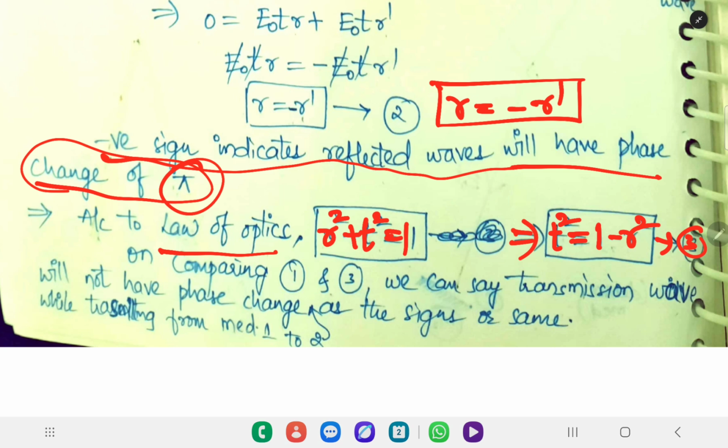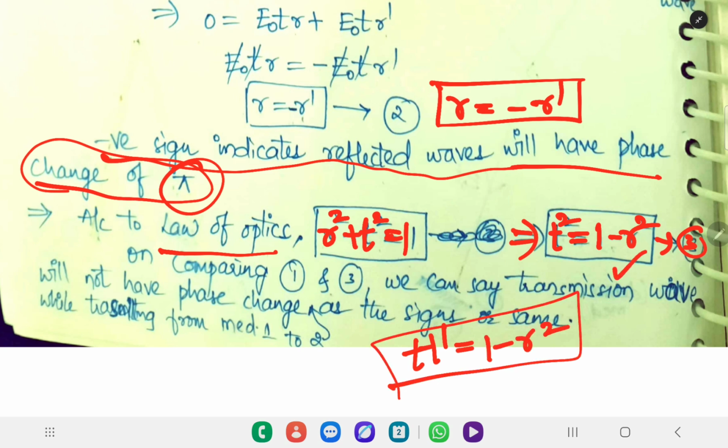Now compare the first equation and the third equation. The first equation is T dash is equal to 1 minus R square, and this is our third equation. Comparing them, we can say that the transmitted wave will not undergo any phase change because there is no sign change. As there is no negative sign, the transmitted waves will not undergo any phase change, but the reflected waves will undergo a phase change of pi.